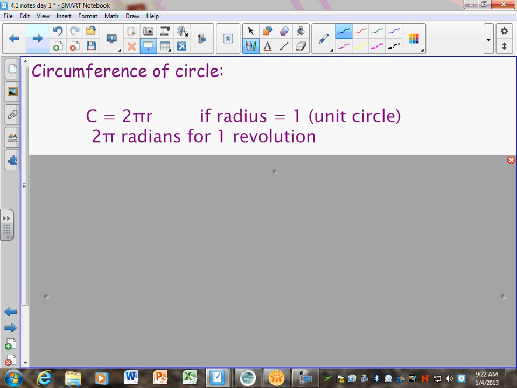So this is kind of an important thing. To go around a circle once is 2 pi radians. And why is pi in there? Because we're talking about circles, and that's the only time you can get a true circle is if you throw the pi ratio in there.